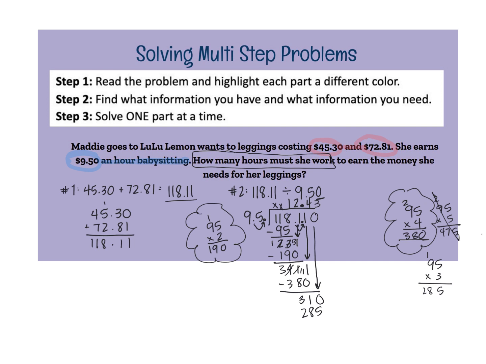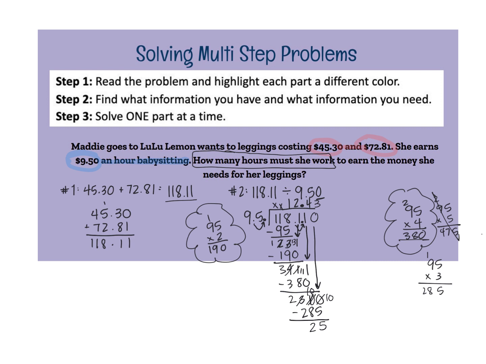bottom, and then subtract. We can't take 5 away from 0, so I have to borrow from this 1, which turns it into a 0. This 0 becomes a 10, and I get 5. Can't take 8 away from this 0, so I borrow from the 3, making it a 2, and this 0 becomes a 10. 10 minus 8 gives me a 2, and I have a remainder of 25.